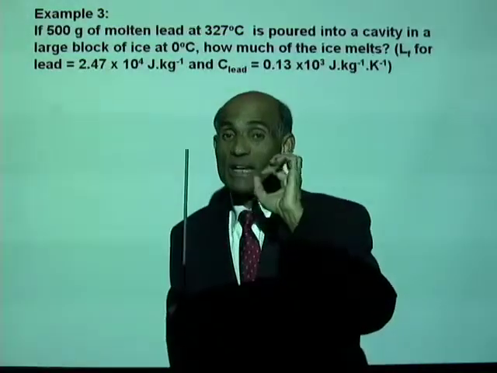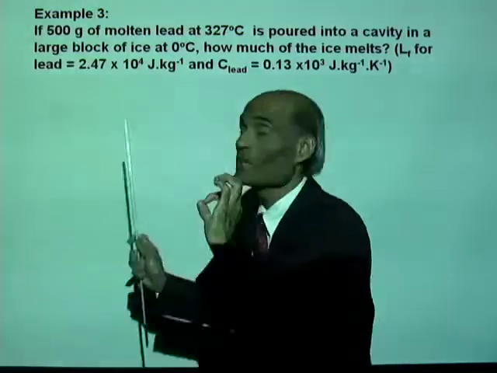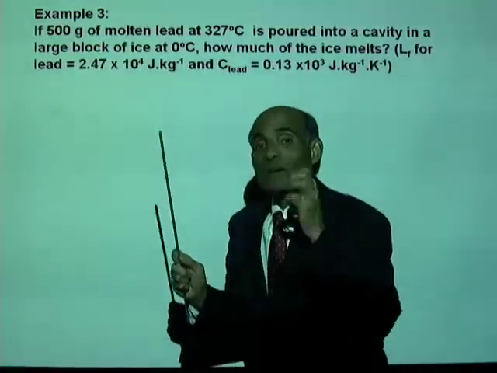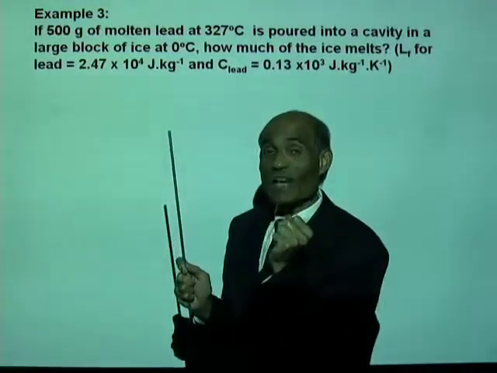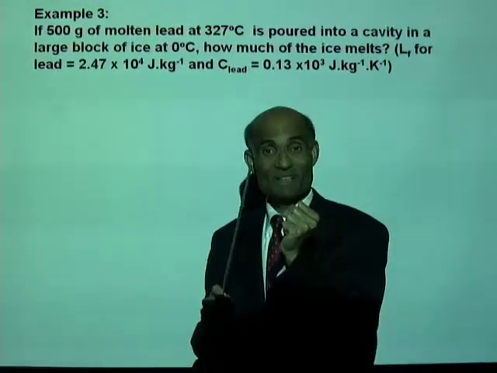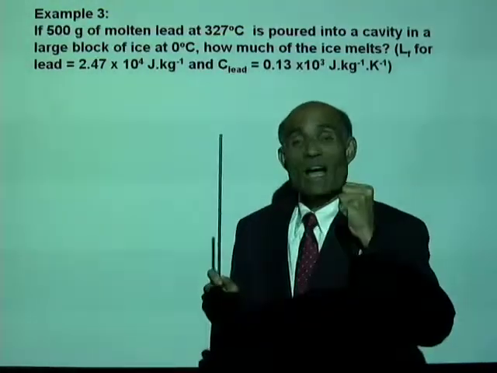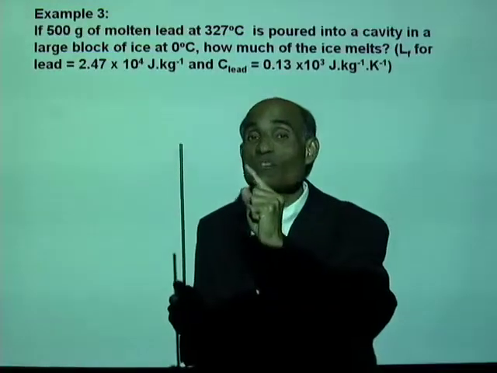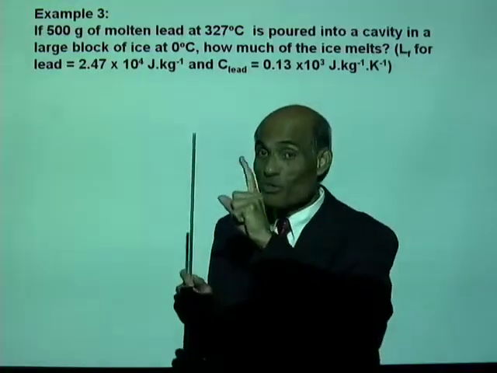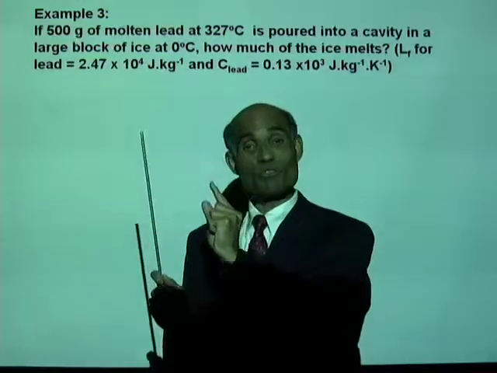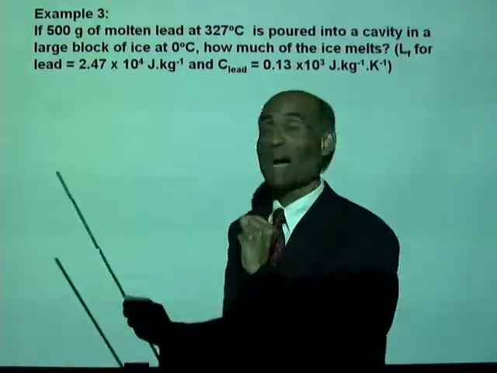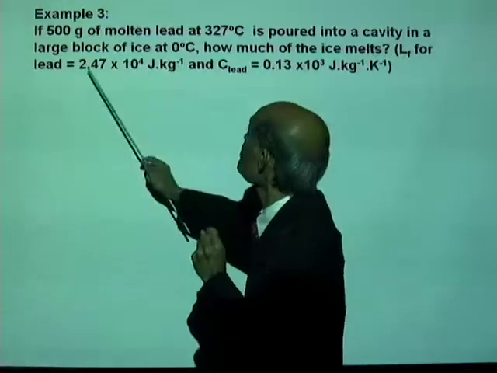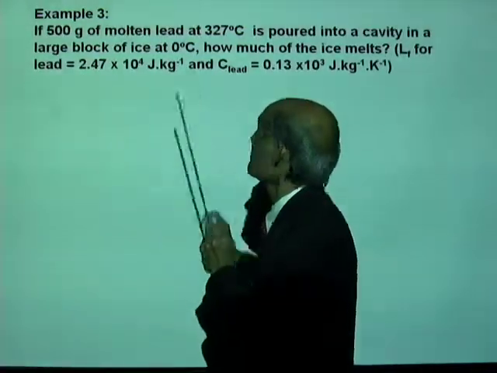First of all, liquid lead at 327 degrees Celsius will become solid lead at the same temperature, liberating an amount of heat, mass times latent heat of fusion. Is that right? Latent heat of fusion of lead. And I think I've given it to you. LF, latent heat of fusion of lead, is this.